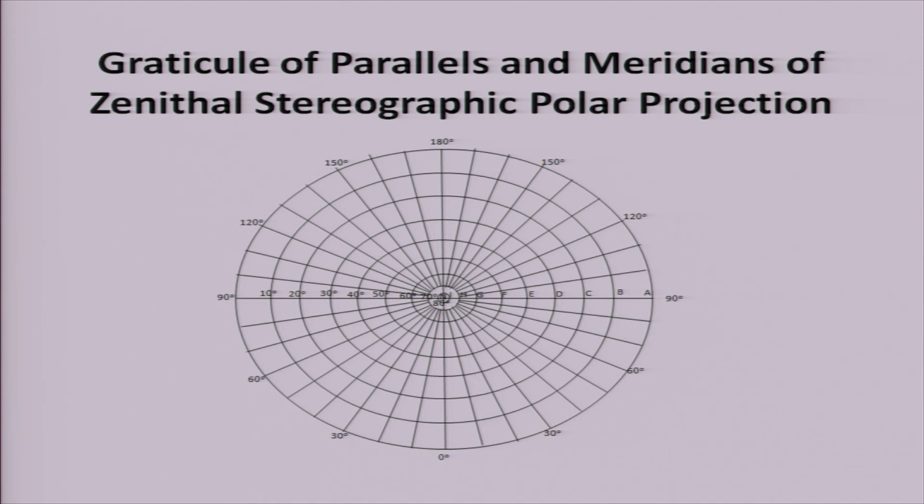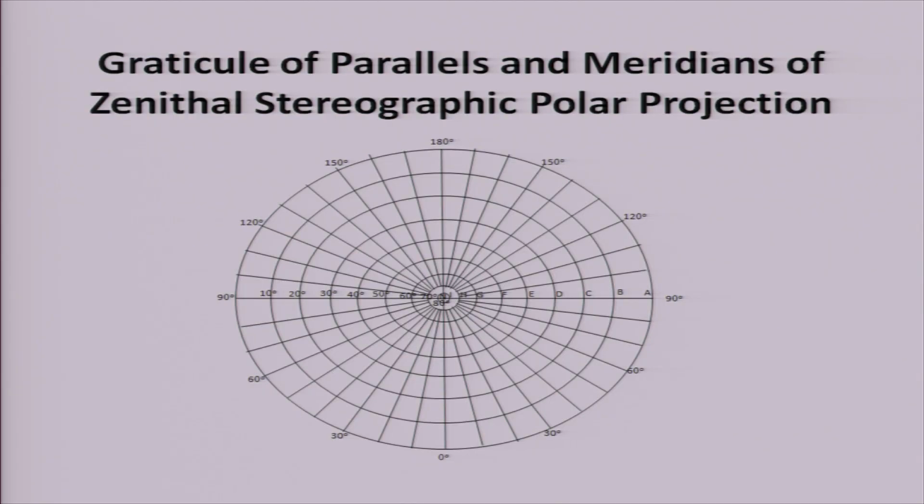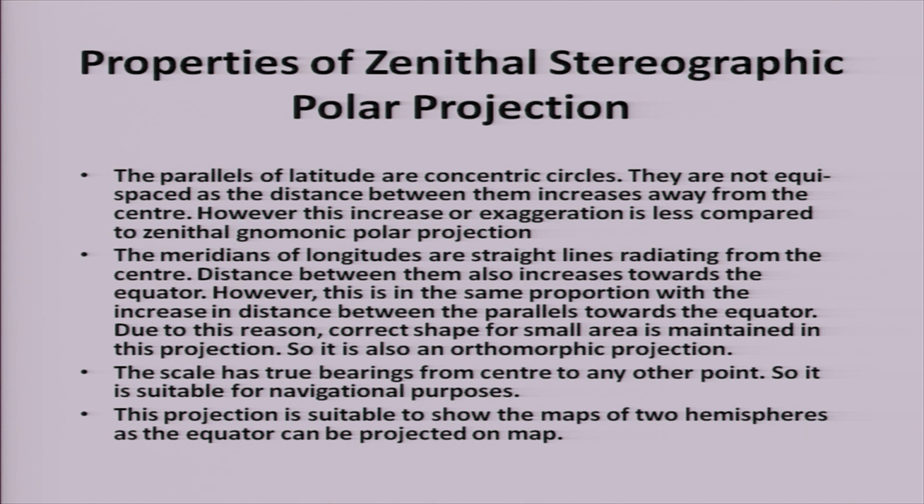You can see distance between meridians are also increasing as we move away from the center, but this increase in distance is proportionate to the increase in distance between the parallels. So there is one important feature of this projection: since the increase is proportionate, correct shape, true shape, is represented in this projection. So this projection is also orthomorphic. The property of shape is preserved in this projection. So apart from azimuthal, this is also an orthomorphic projection.